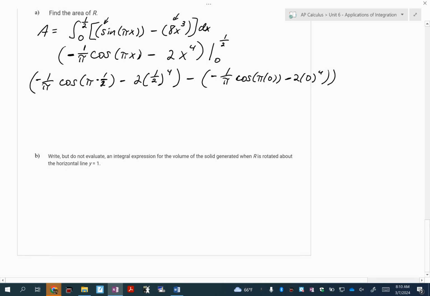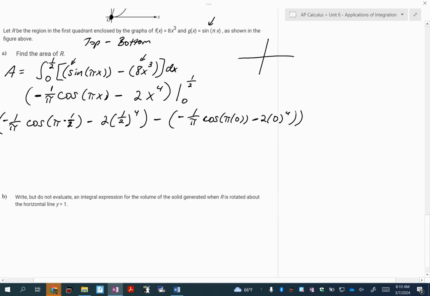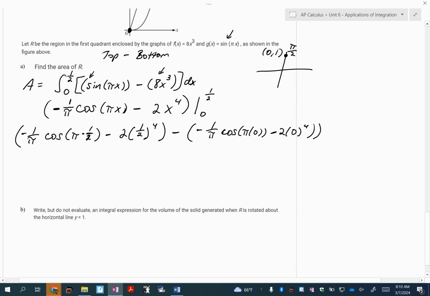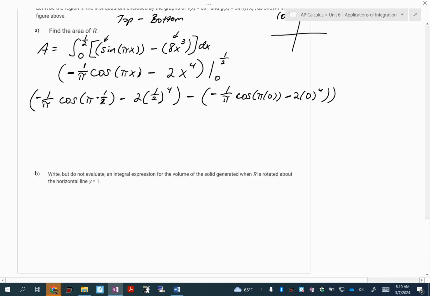Okay, so if I'm thinking here about cosine of pi times 1/2, that's really pi over 2. If you have to draw your quadrantals, you can, right? So pi over 2 is up here. That ordered pair is 0, 1. And I want the cosine, which is 0. 0 times negative 1 over pi is 0, so that's going to be 0 minus 1/2 to the 4th power, which is 1/16. 2 times 1/16 is 2/16 or 1/8.